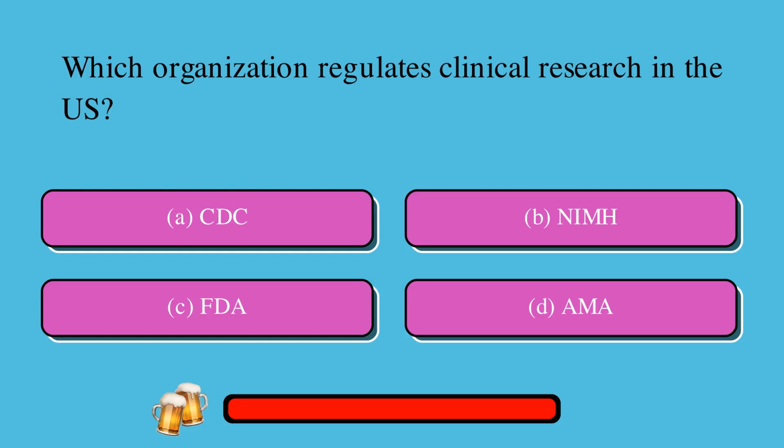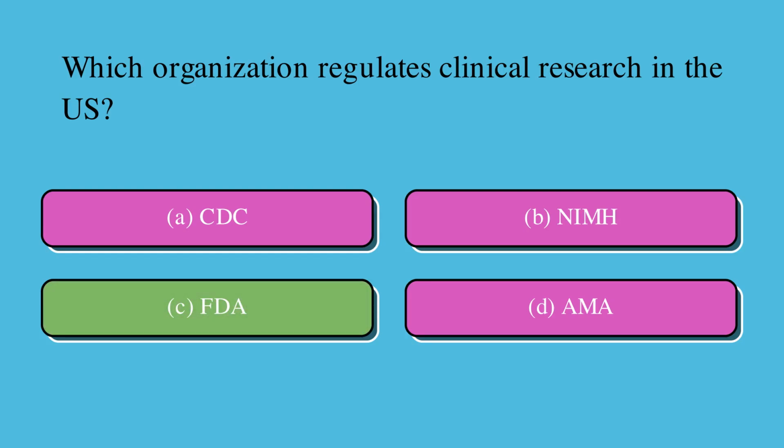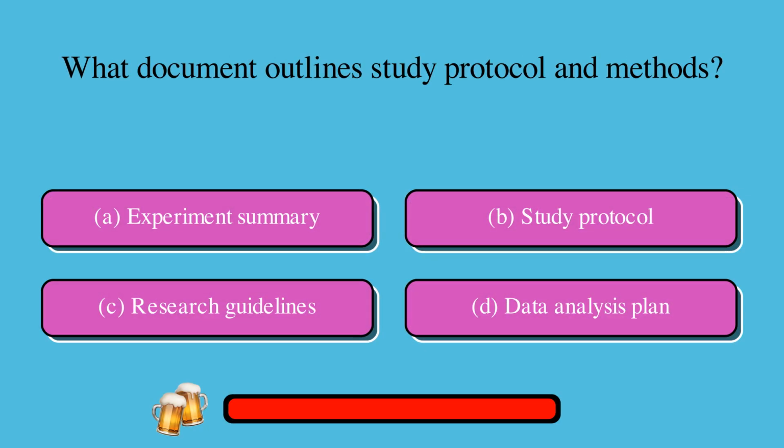Which organization regulates clinical research in the U.S.? A. CDC, or B. NIH, or C. FDA, or D. AMA? The correct answer is C. FDA. What document outlines study protocol and methods? A. Experiment summary, or B. Study protocol, or C. Research guidelines, or D. Data analysis plan? The correct answer is B. Study protocol.